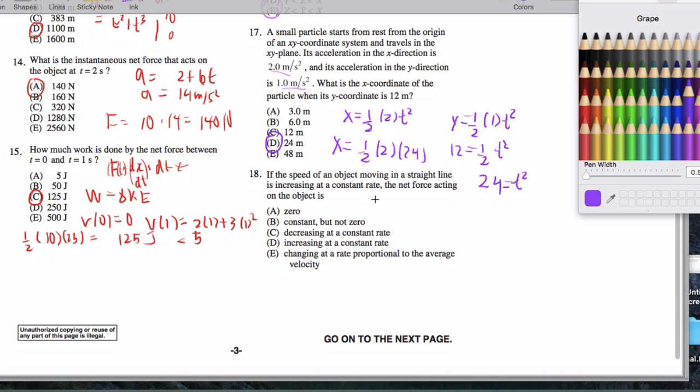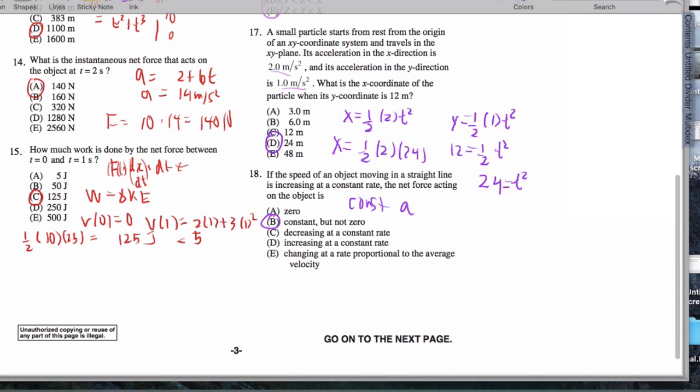All right. We're moving in a straight line, and our speed is increasing at a constant rate. So that means acceleration is constant. And that means the net force is constant, but not 0. And then let's continue here.